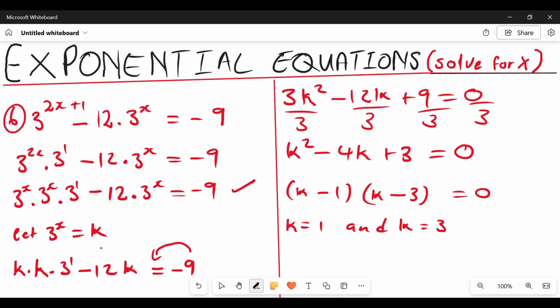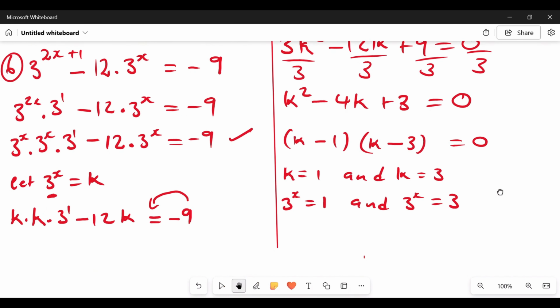But let us not forget that k is actually equal to 3 to the power of x. So we need to resubstitute k and write 3 to the power of x is equal to 1, and 3 to the power of x is equal to 3. Right. But we are solving for x. We are not actually solving for k, guys. So let me create a little bit of space here to complete this question.